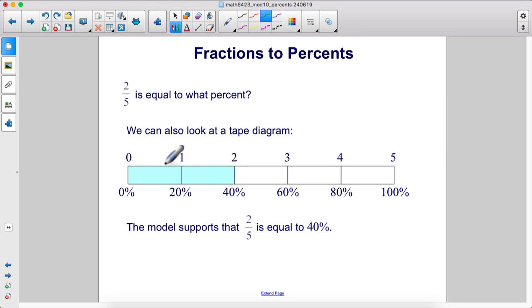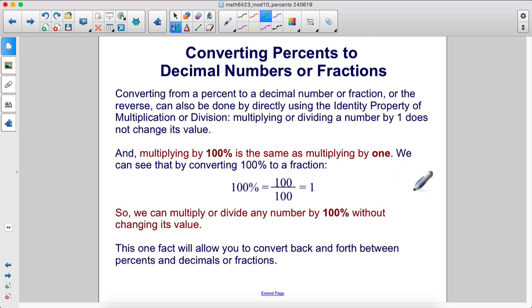So we'll divide the tape into 5 parts. That's the denominator. And we're shading in 2 of the parts. And on the bottom, we can have the whole thing be 100. And then therefore, each of these sections is going to be 20%. So therefore, 2 out of 5 is the same as 40 out of 100. 40%.